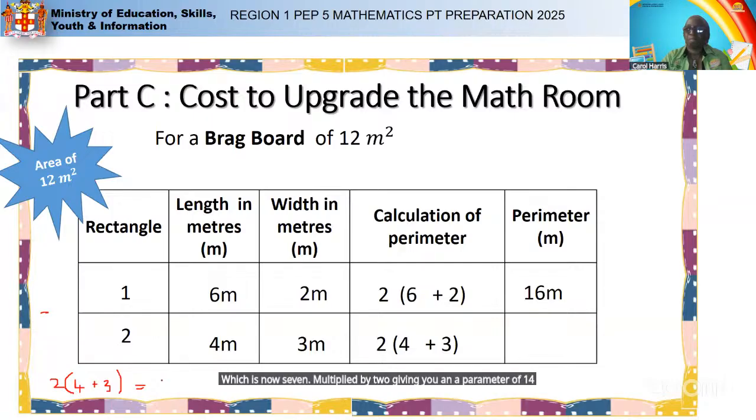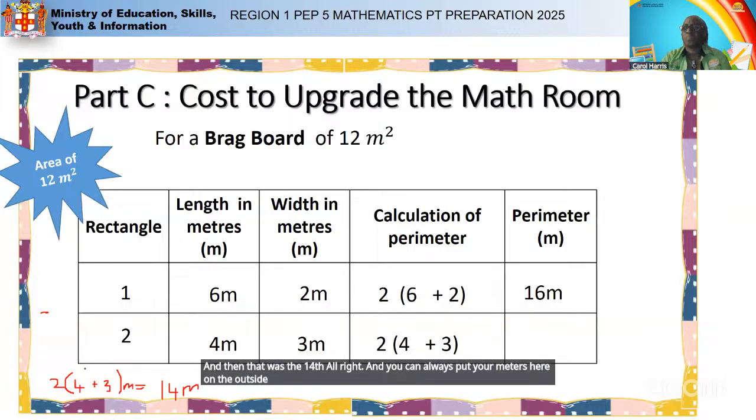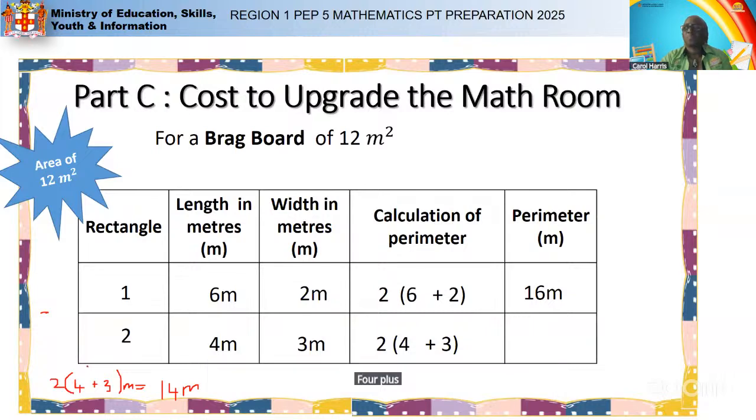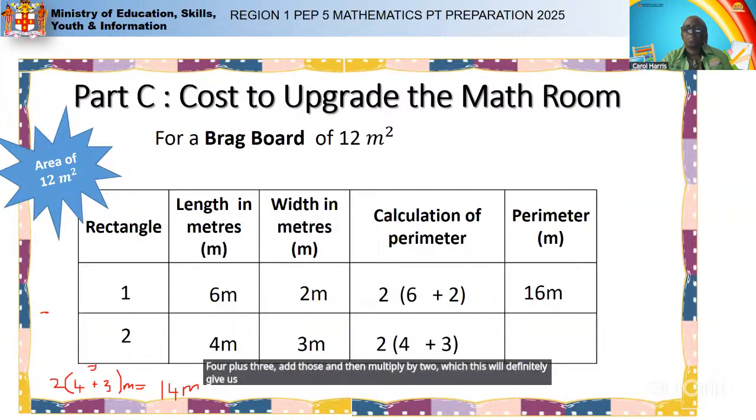All right. So we could just write that in just for saving time. And then that was the 14 meters. And you can always put your meters here on the outside to be consistent. So again, 2 open bracket, put the length and the width, 4 plus 3, add those, and then multiply by 2, which this would definitely give us 7 here. So 2 times 7. All right.